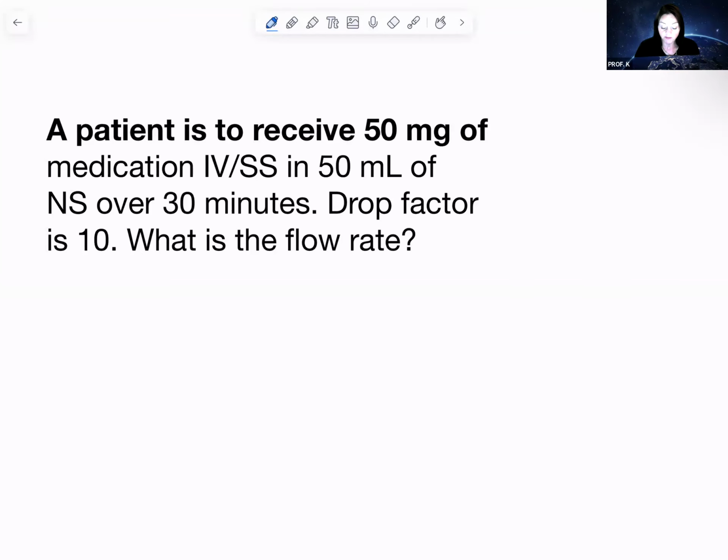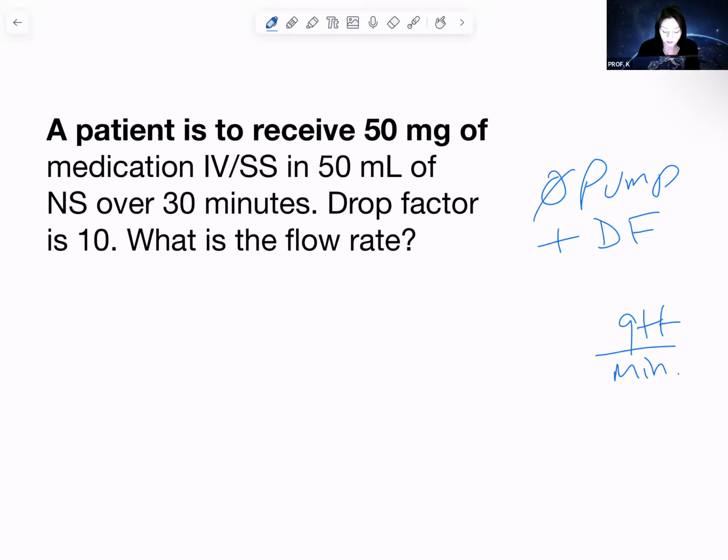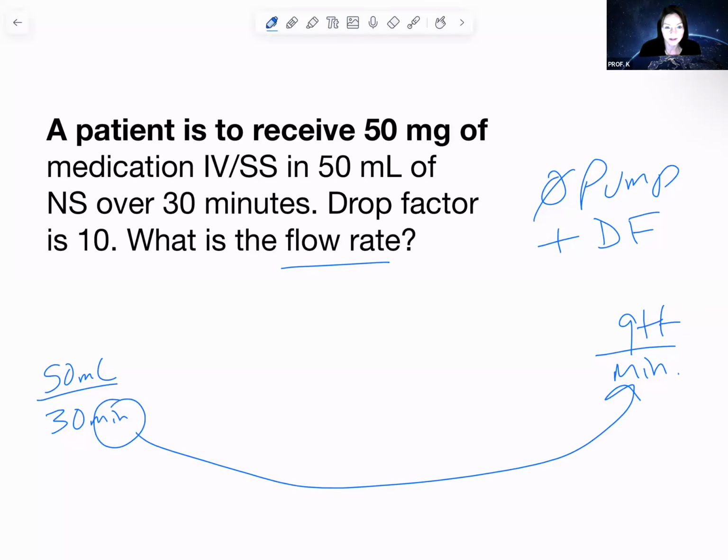All right, the patient has to get 50 milligrams of something IV piggyback in 50 milliliters of normal saline over 30 minutes. The drop factor is 10. What is the flow rate? So no pump, and with a drop factor, it's drops per minute. I know it's the flow rate, so volume over time, because it's asking me the flow rate. So it's 50 milliliters over 30 minutes. Well, look at that, I already have minutes. So I have to get rid of milliliters. How do I get rid of milliliters? I'm going to use my drop factor: 10 drops per milliliter.